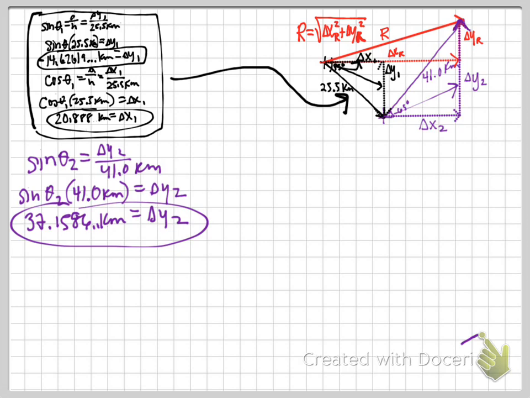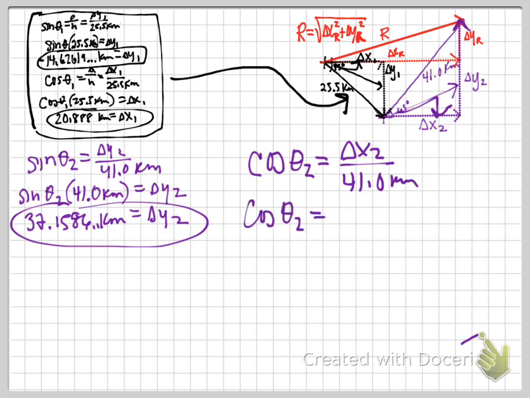To get our delta x2, of course we're using cosine, because it's adjacent to the angle. And we know that cosine of theta 2 is equal to delta x2 over 41.0 km. Cosine theta 2 times 41.0 km equals delta x2. Got a raw number?